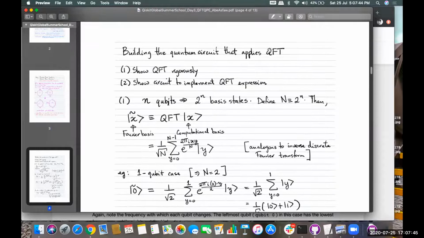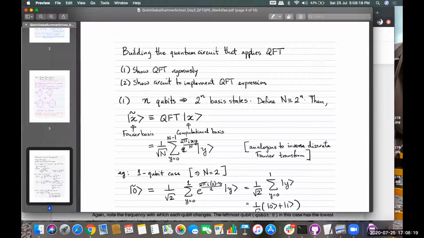Okay, so we can understand that if we have to calculate the quantum Fourier transformation of x, it will be given by x tilde. This is the Fourier basis, and the formula for this is 1 by root n, summation of y equal to 0 to n minus 1, e to the power 2 pi i xy divided by n, ket of y.